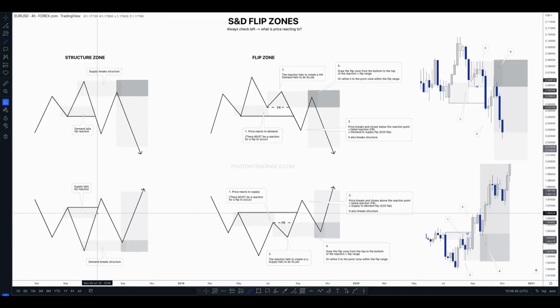Now, flip zones, the simplest way to describe it, are where we see supply and demand have a bit of a battle and then one overpowers the other. Let's go back to the first example and think about demand. Price makes a higher high, it pulls back to form a higher low, and that's confirmed when we get the break of bullish structure here.